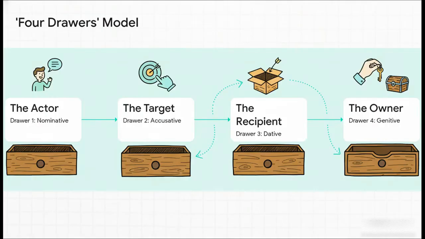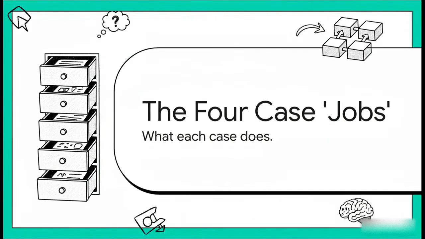Let's make this super concrete with a simple model. I call it the four drawers. Just imagine the four German cases are four different drawers, and each one is labeled with a specific job. To know which case you need, you don't look at a table. You just figure out which drawer the noun belongs in based on its role in the sentence. Okay, so what exactly are these jobs? Let's go ahead and open each of those four drawers and take a look at the job description inside.